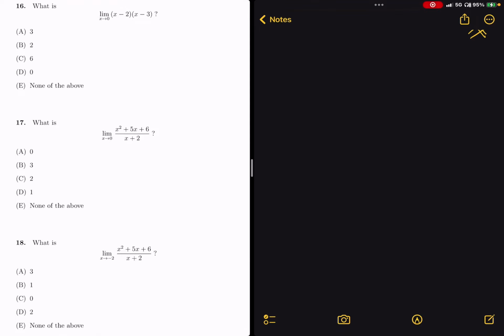So let's have a look at some more questions. These come from a 2014 Calc 1 university paper. So we have question 16.